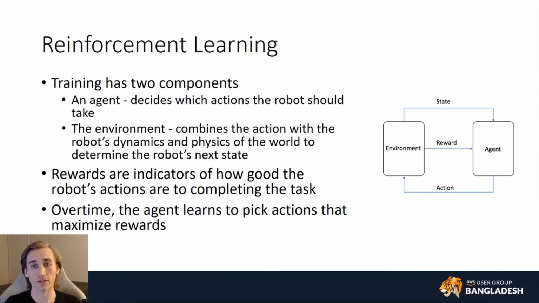And so in our case, the agent is what will be determining what the robot's next action is. And the environment is obviously the world that we're in. We'll be talking about the maze later. So it's that maze, and then it's the robot itself.